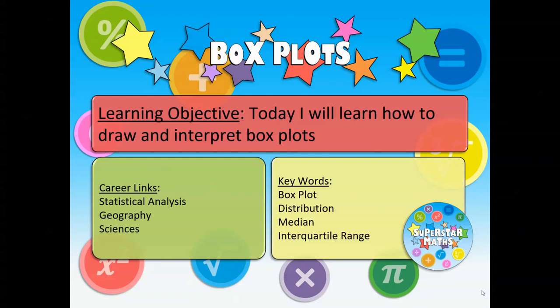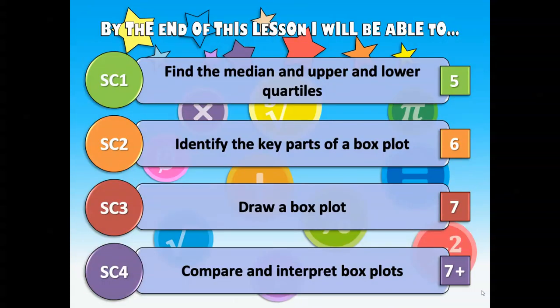Hi guys, welcome back. Today we are going to learn how to draw and interpret box plots. We've got 4 success criteria, and the first one is to find the median and upper and lower quartiles.